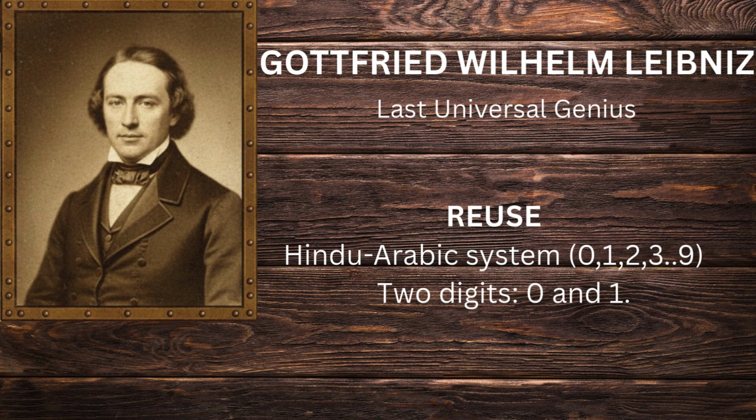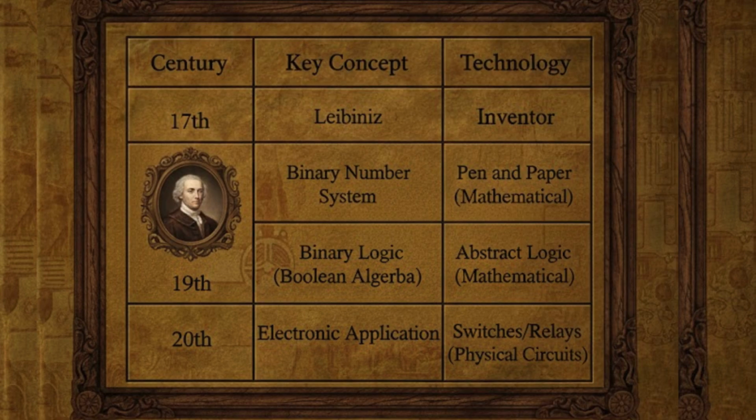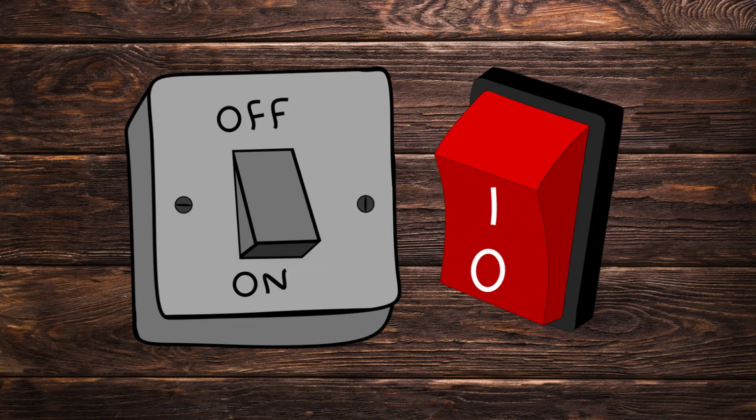There were no computers yet. He did not build a machine using this idea. But his theory became the blueprint for the binary number system. It was not until the 20th century that this idea became practical. When electronic circuits were invented, engineers realized something powerful. Electricity has two clear states: 1 on, 0 off.